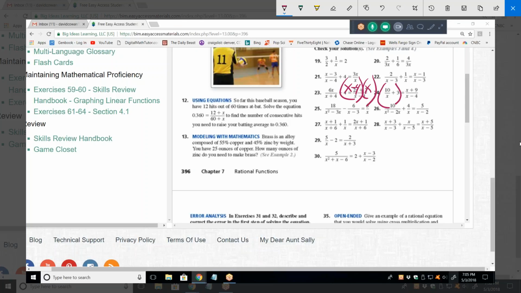So the left side becomes 10x minus 40 plus 3 times that. 3 times what? x minus 4 times x. You're absolutely right, sorry. What's the right side become? x squared plus 9x.